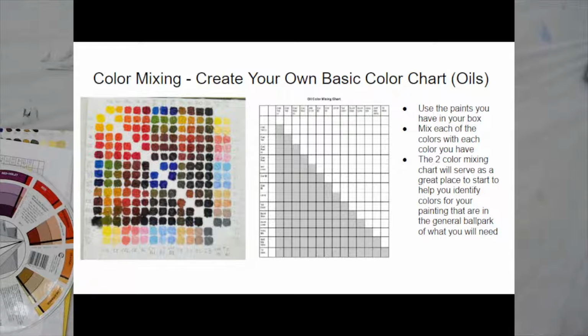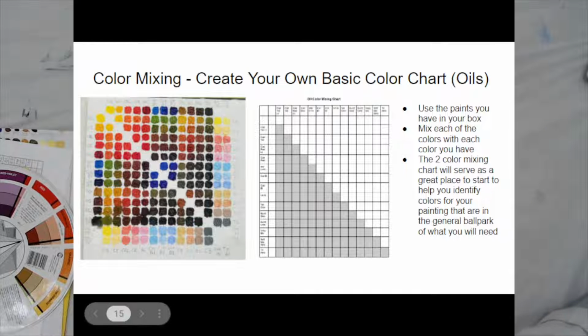So how do we address this? One of the ways is by creating your own basic color chart. I gave you this chart that you can use with the paints in your box. It's just a basic 2-color mixing chart. You put swatches of all the colors on the top and then along the side. It's like times tables. You'll see that this part is grayed out because it becomes a mirror, so I gray out one of the triangles so you're not mixing too much. This makes it more efficient.